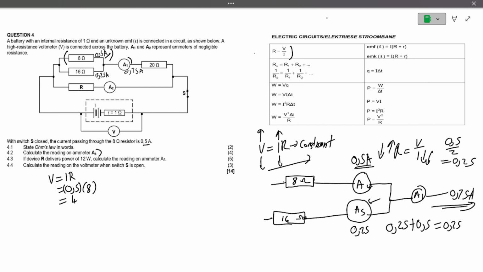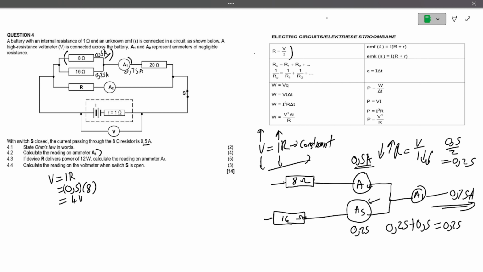And then we got 4 volts, to say that the voltmeter reading across this is 4 volts. What is the position of the 16 ohm resistor in regards to this one? We see over there it's in parallel. And what do we know about voltage in parallel? The potential difference is the same. The voltage across the parallel is the same. It means that the voltage here is equal to the voltage here.